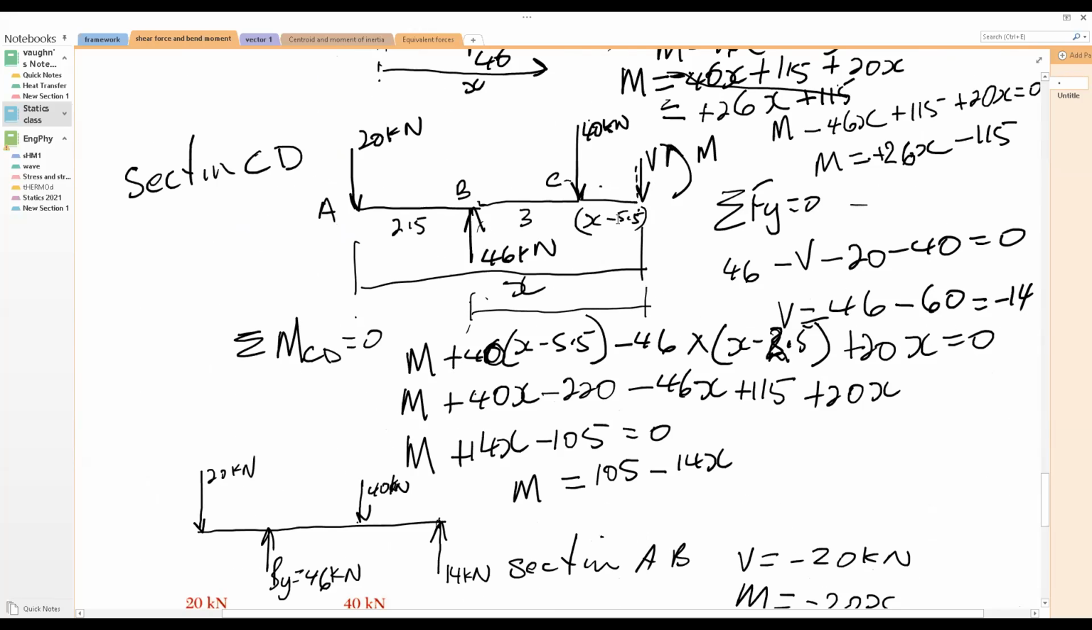What about the moment now, which is a little bit more tricky? So the moment you have here, which is positive, first one over here, then we're going to take moment now.